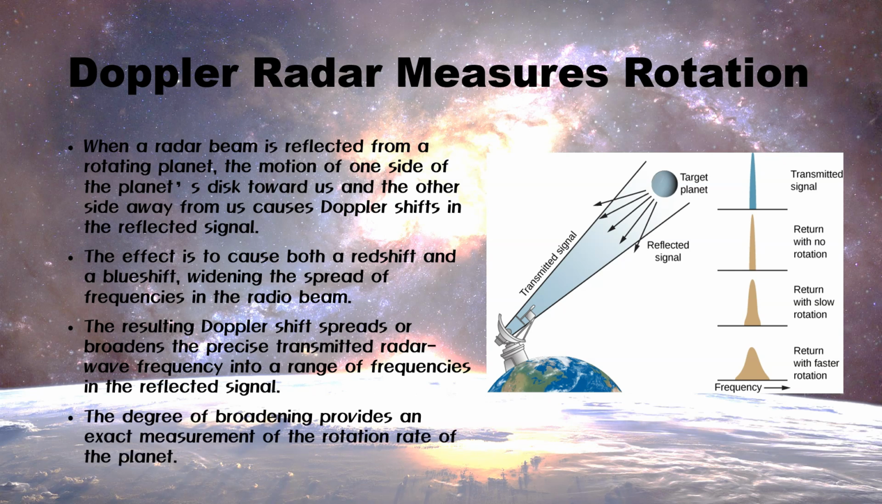Now, the actual degree of broadening will provide us a very exact measurement of the rotation rate of the planet. And this is what we have to use with Mercury because, again, we have to look at that and grab whatever measurements we need.